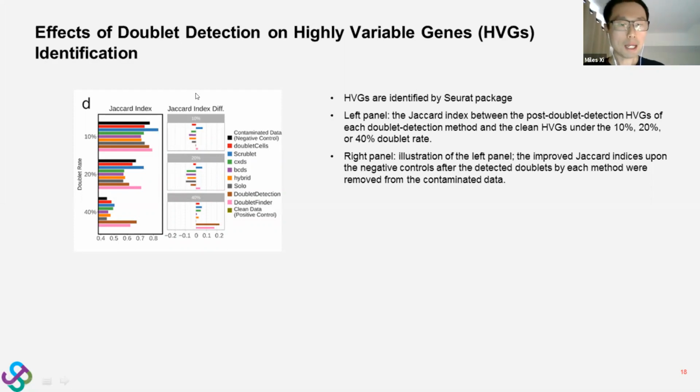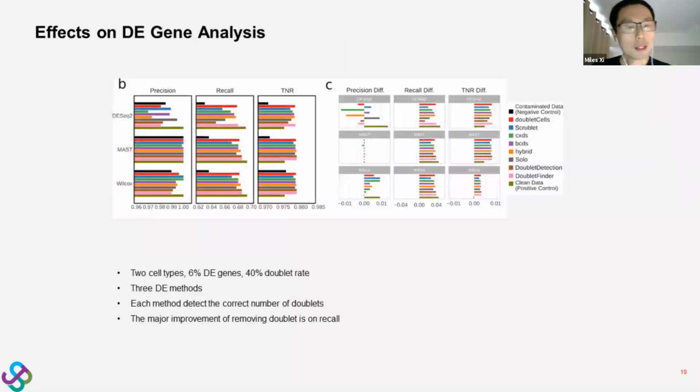And the second figure basically shows the same story, but here the value is just the difference compared with the black one, the contaminated data. So basically, the message is that only two methods improve on this task. And then next, we want to check the genes.